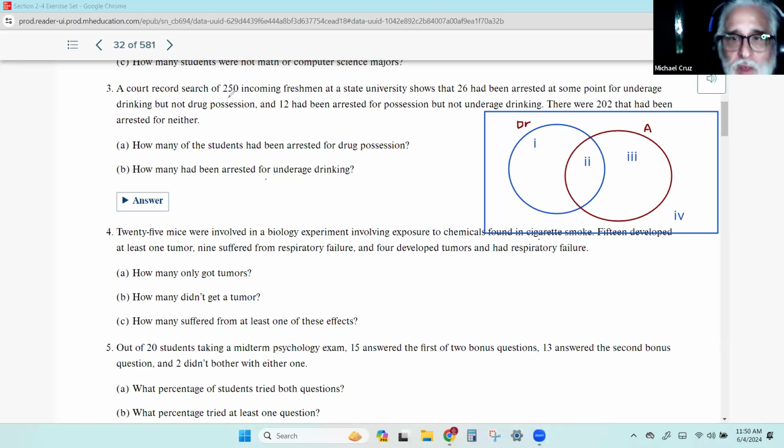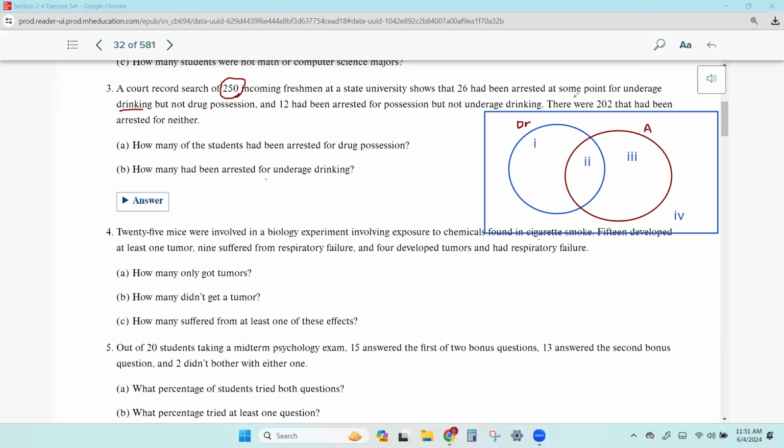All right, so everything in here has got to add up to 250. So 26 had been arrested for drinking.